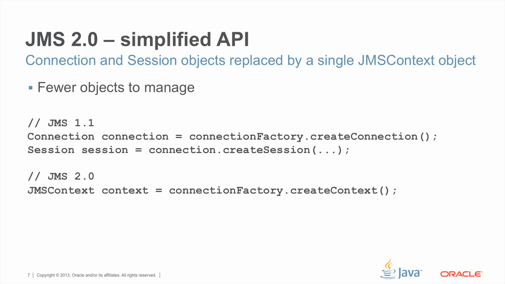So the first thing to say about the simplified API is that it's designed to reduce the number of objects that your application has to manage. The big change is that whereas in the classic API you always had to create a connection and a session, in the simplified API, these two objects are replaced by just one, a JMS context, which offers all the features of both.